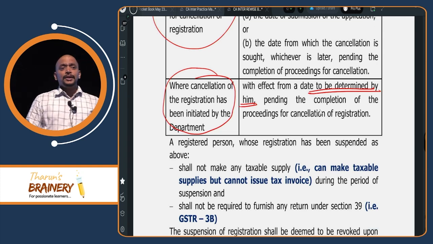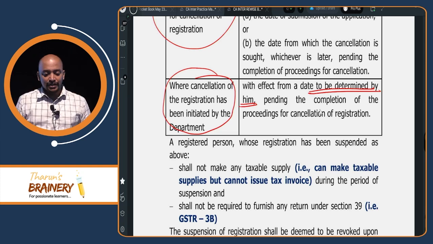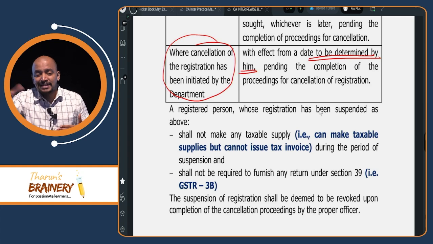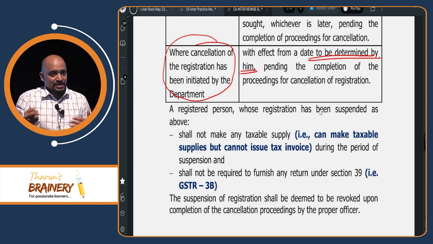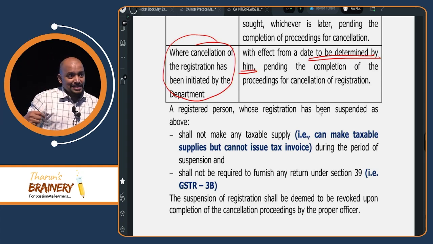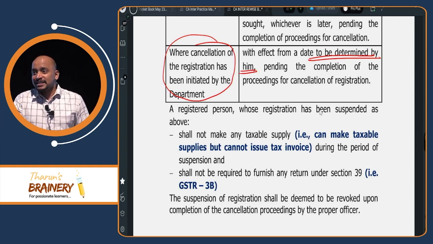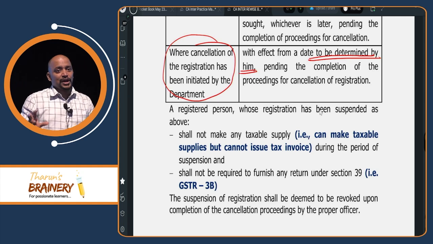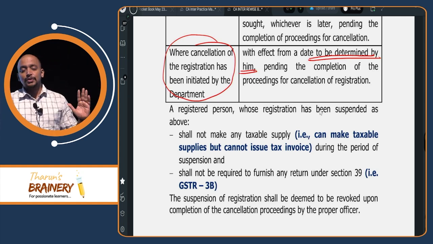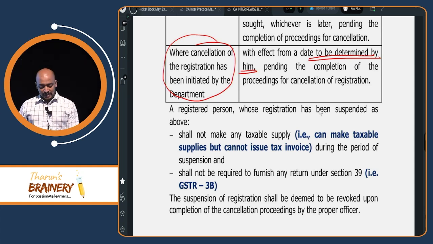What will happen during this period of suspension? During the period of suspension, on my outward supplies, I cannot collect the GST from the customer. Means, can I give a tax invoice? No. On my inward supplies, I cannot avail ITC. Means, can I file the return GSTR 3B to avail ITC? No. These are the consequences during the period of suspension. So, what are the two consequences during the period of suspension? Come on.